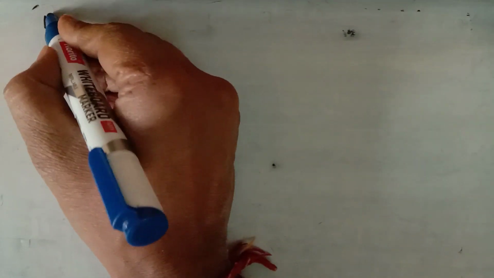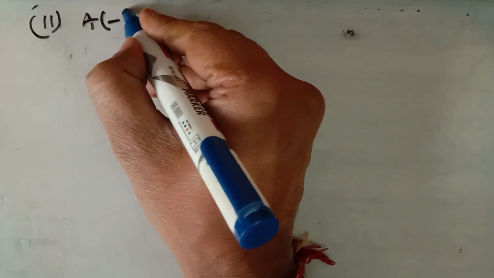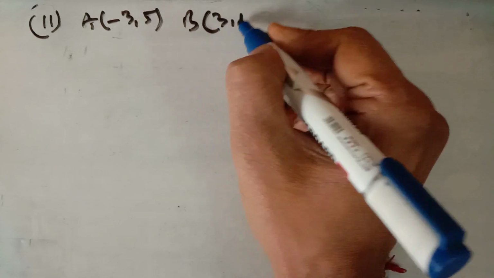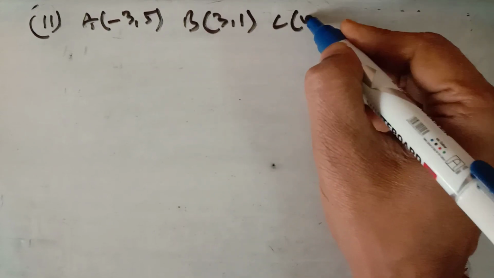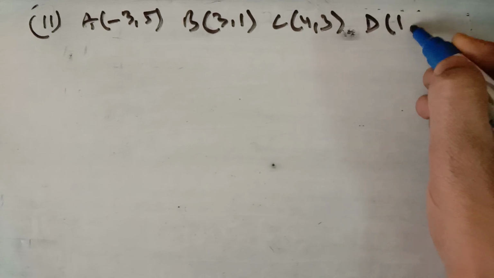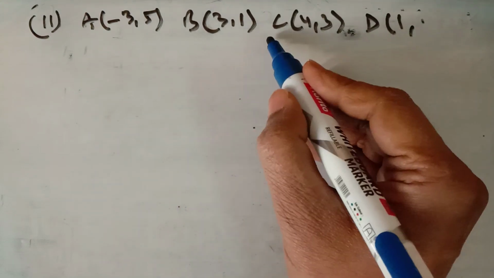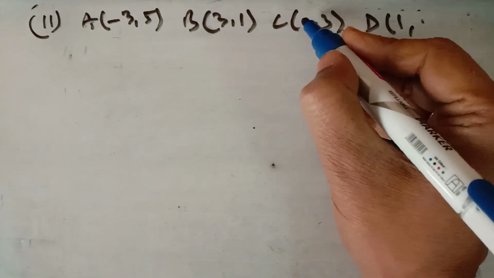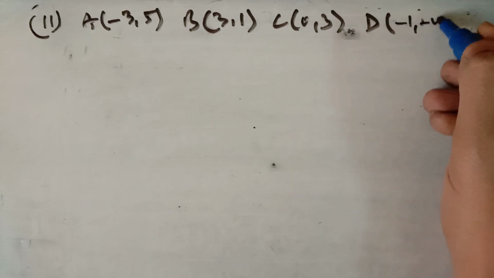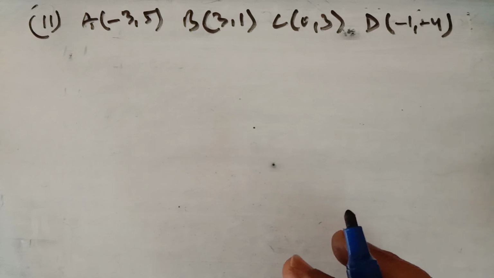So let us take the second part of question number 6, whose coordinates are -3, 5. The coordinate of B is 3, 1. The coordinate of C is 4, 3. The coordinate of D is 1, 2. This is what I've taken: -3, 5, 3, 1, 0, 3. It is 0, 3 and the fourth is -1, -4. Now here you have to find what type of quadrilateral it is forming.